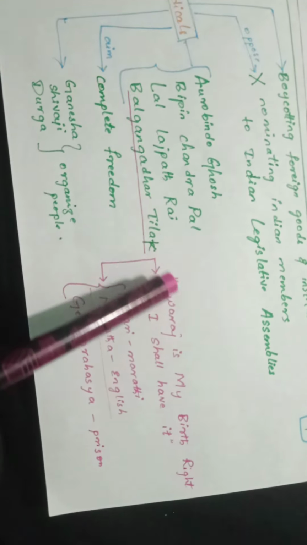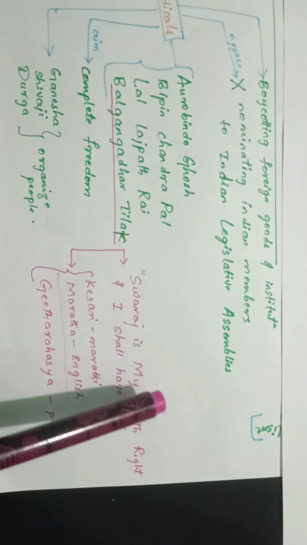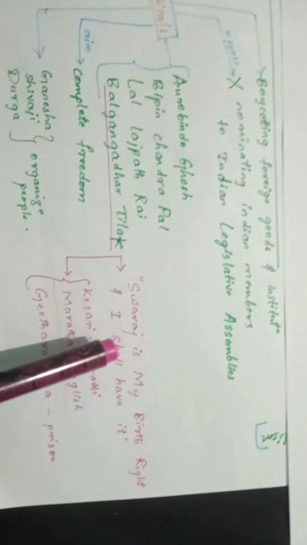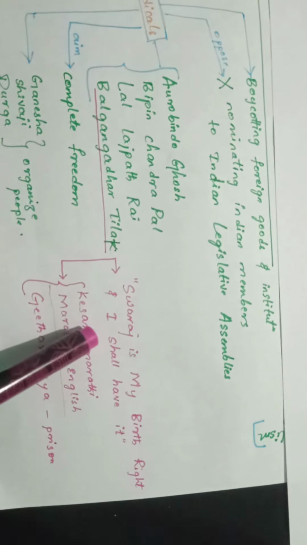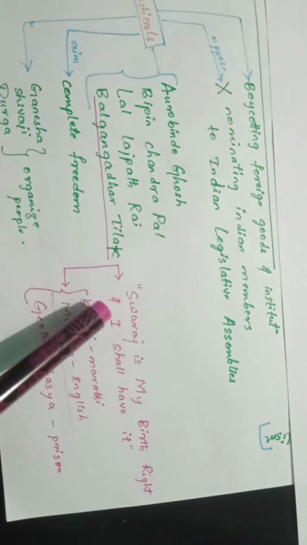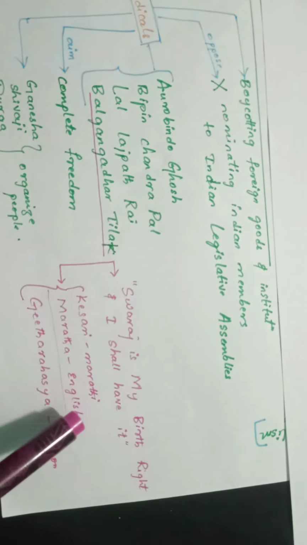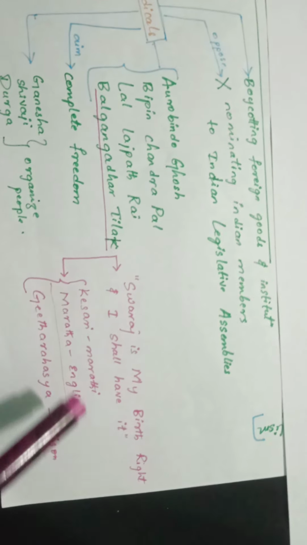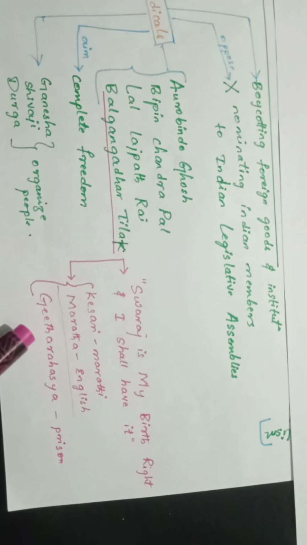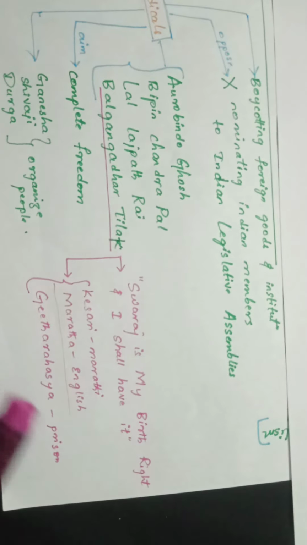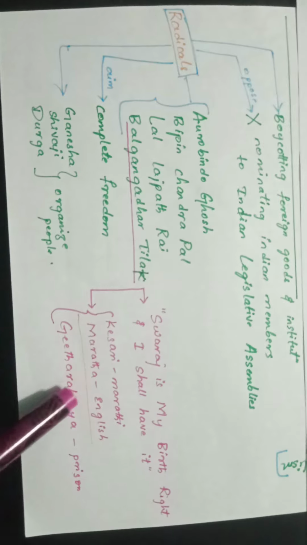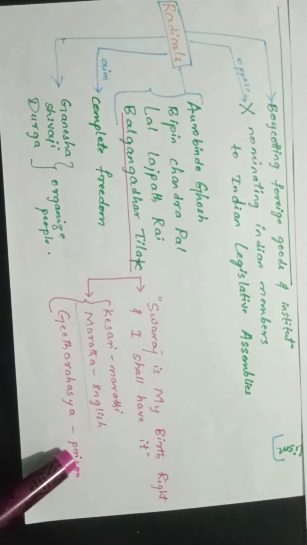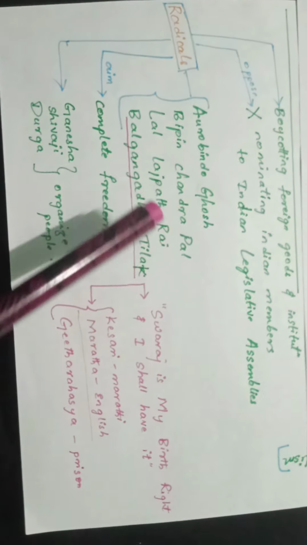Bal Gangadhar Tilak was the one who said, Swaraj is my birthright and I shall have it. In another paragraph it is mentioned that he wrote newspapers like Kesari in the Marathi language and Maratha in the English language. Another book he wrote when he was arrested, when he was in prison, is Gita Rahasya. You need to remember this. This was the book written in prison by Bal Gangadhar Tilak, who was a radical. Gita Rahasya.